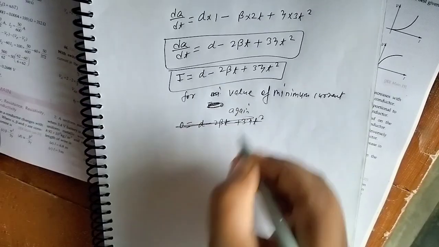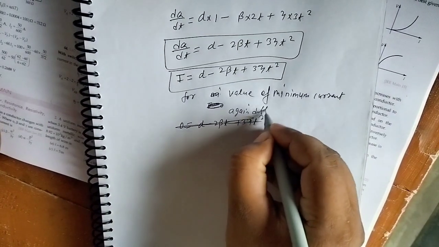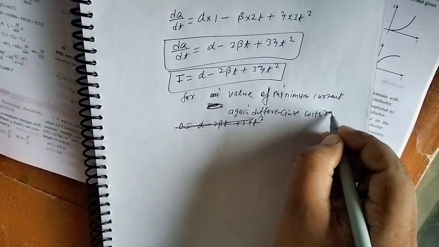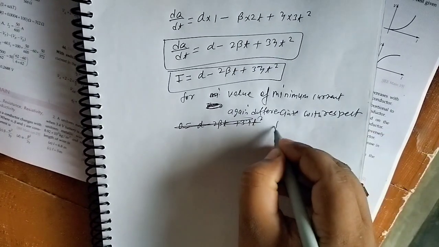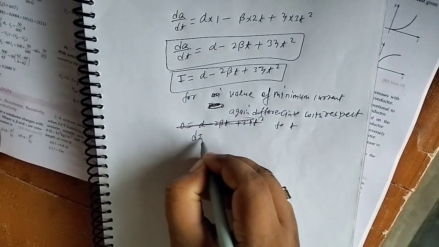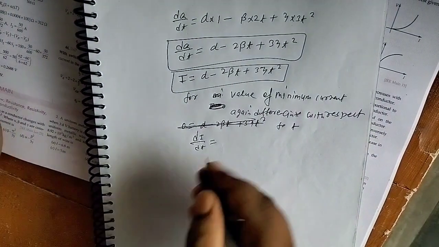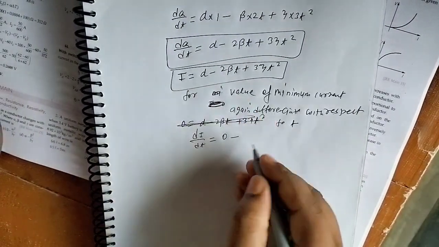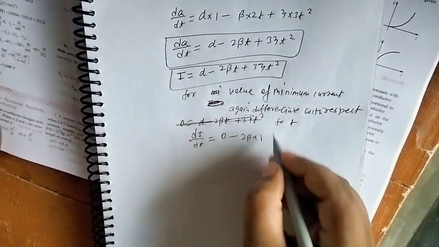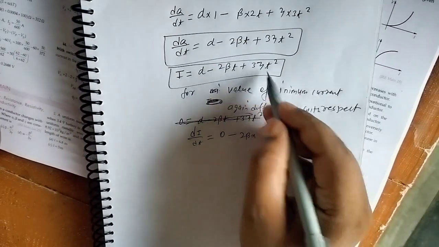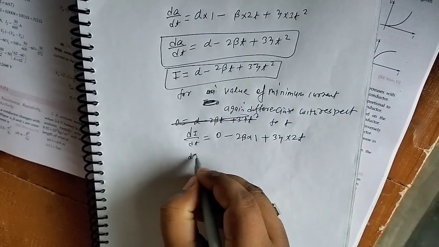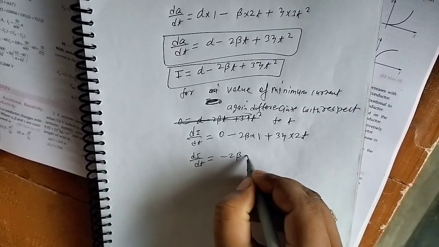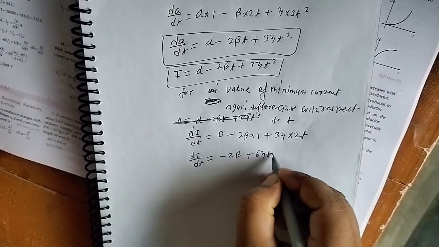Again differentiate with respect to t, then di by dt equals, alpha is a constant, so it is 0, then 2 beta t differentiates to 2 beta, and 3 gamma t square differentiates to 6 gamma t. Then di by dt equals minus 2 beta plus 6 gamma t.